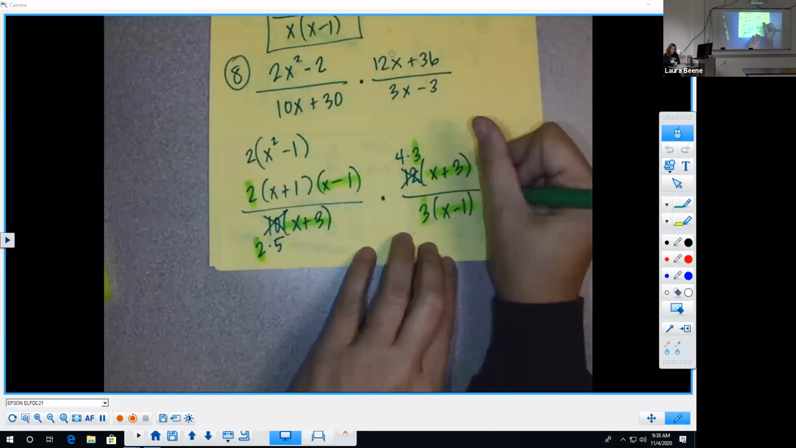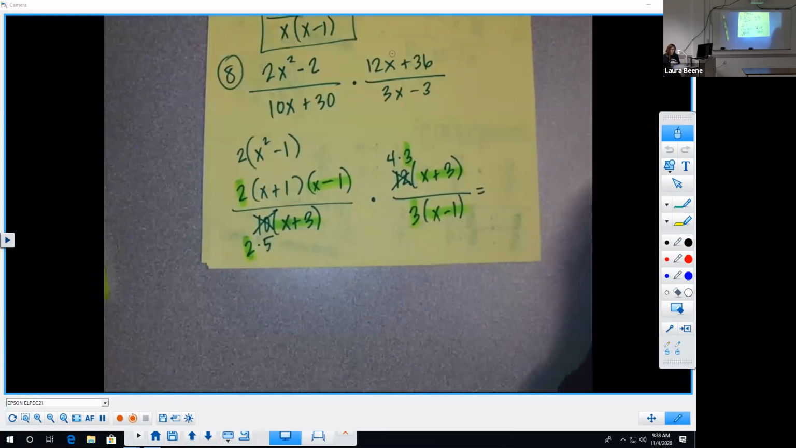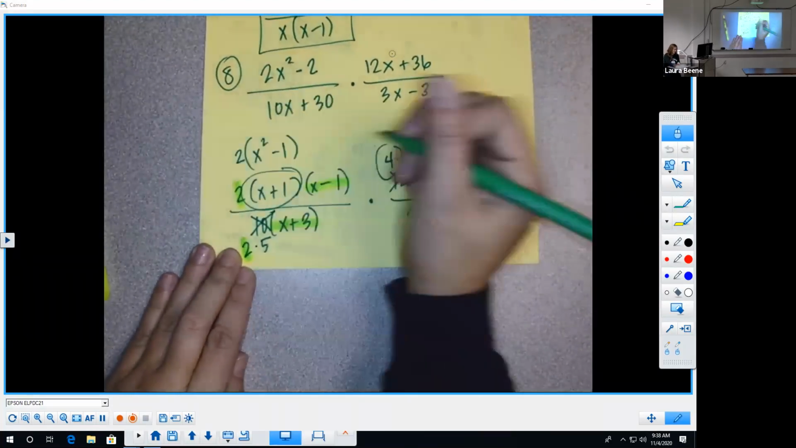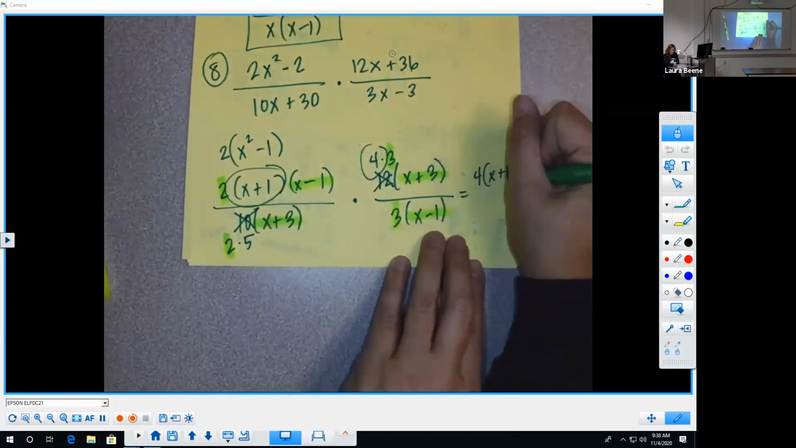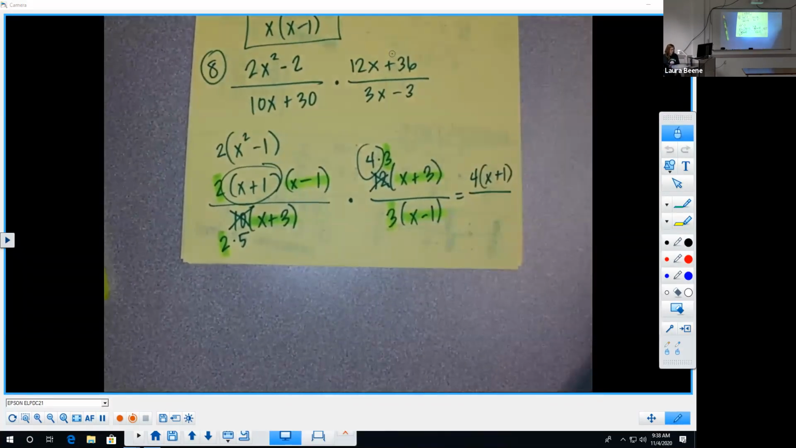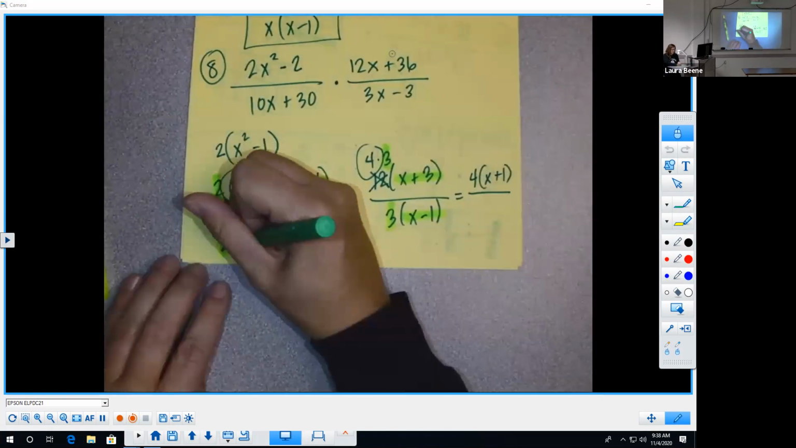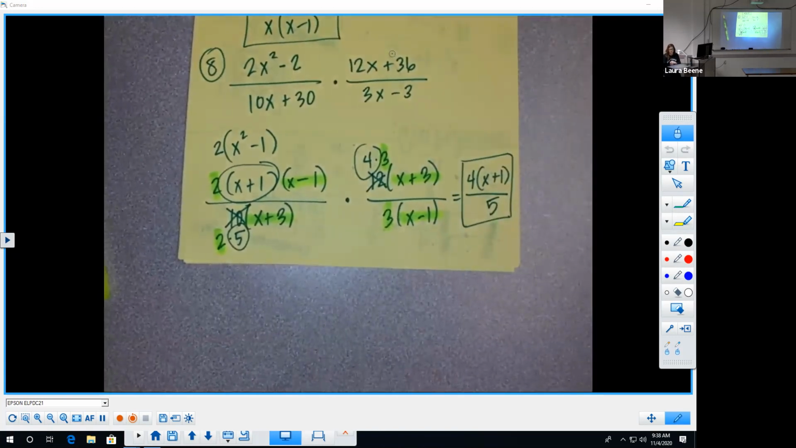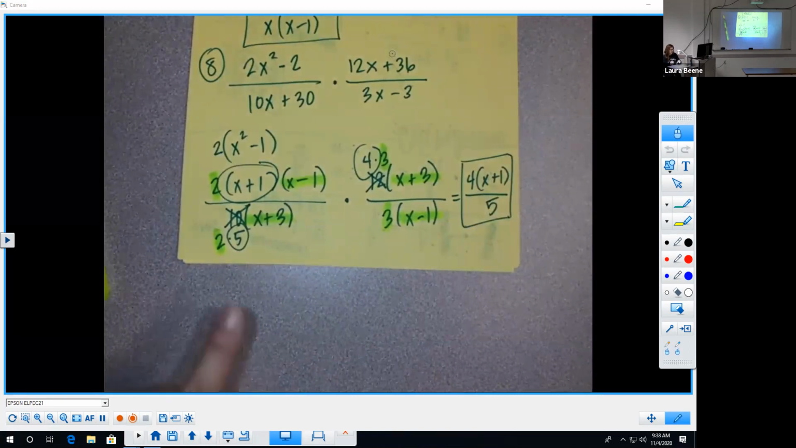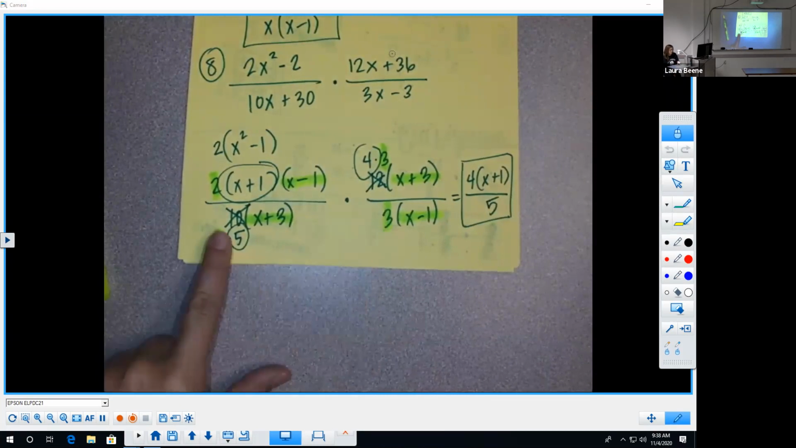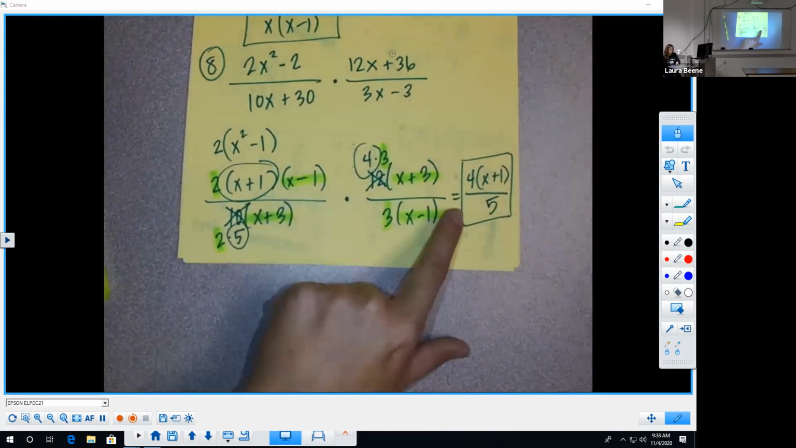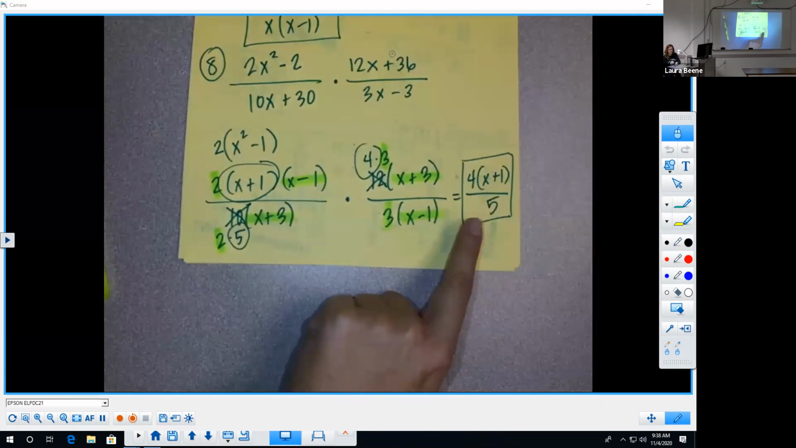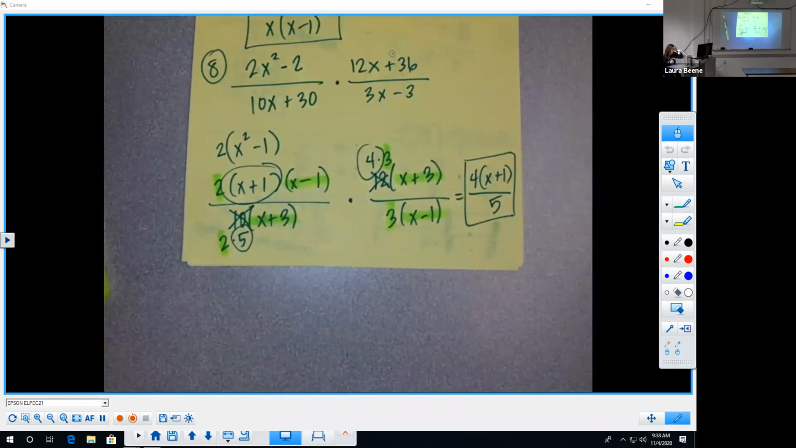So my answer is, what's left over on top? 4 and x plus 1. So 4 is on the outside times x plus 1. What's left on bottom? Just a 5. And that's your answer. Another way you could have done it, you could have multiplied 2 times 12 to get 24. On bottom, it was 10 times 3 to get 30. And 24 over 30 will reduce to 4 over 5. I feel like that's just a little bit harder than doing it this way. Questions about that?